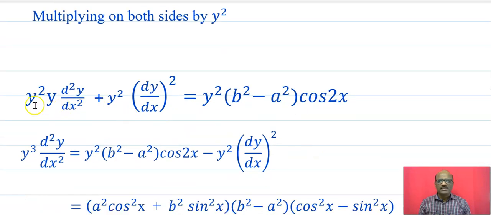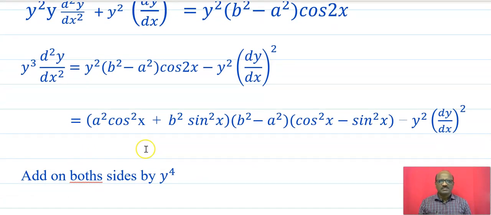Now see this here, y square into y will become y cube, d2y by dx square, that is equal to, now see this term, y square into dy by dx. This is on the left hand side. If we take it to the right hand side, it will become minus y square into dy by dx bracket square, and this term as it is, that is y square in bracket b square minus a square cos 2x.